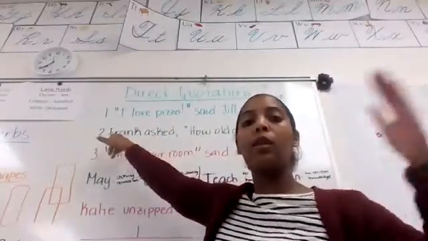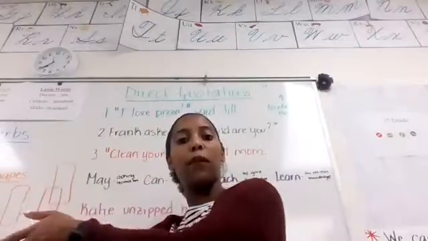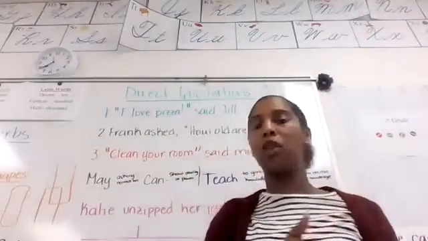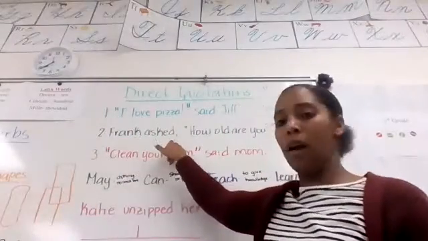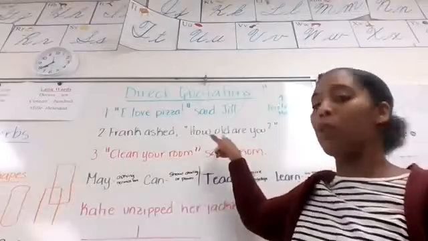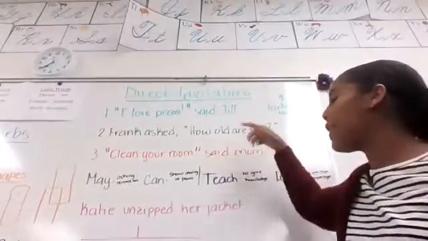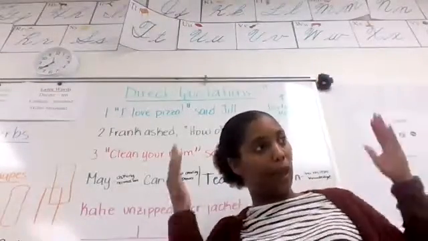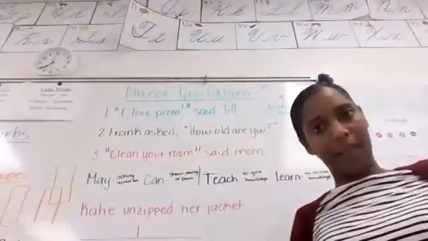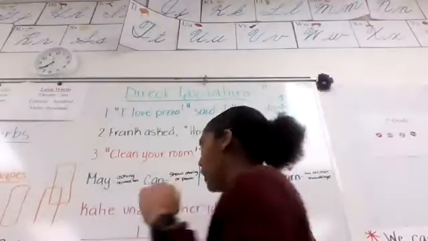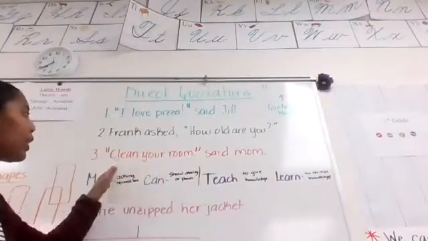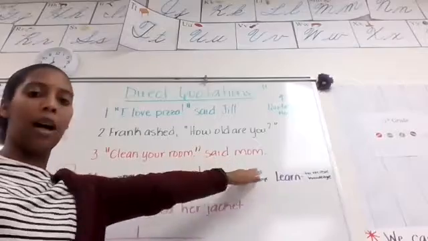Number 2, this one's a little different because the person who was speaking went first. Then we put the quotation. So Frank asked, comma, "How old are you?" We put quotation marks on how old are you because that's the exact words, the direct quotation that Frank is saying. And number 3, quotation comes first. "Clean your room," said Mom.